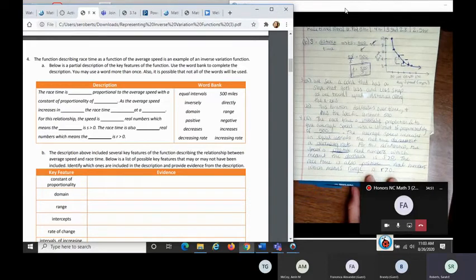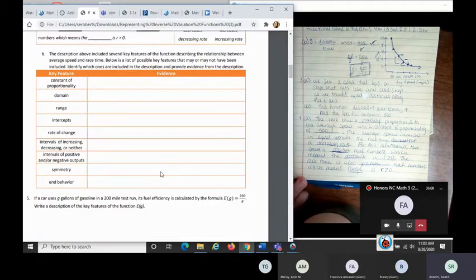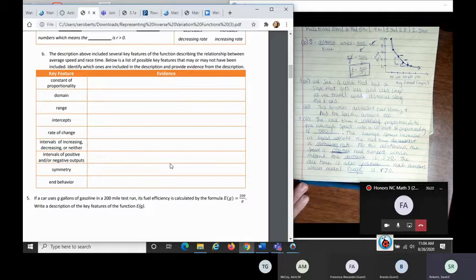And then it says the description above included several key features. So it basically talks about everything in there except for intercepts, intervals of increasing and decreasing, intervals of positive and negative, symmetry, and behavior. So it doesn't talk about the last four or intercepts. The other ones you should have been able to find evidence of it talking about. Also, you can check your answers when you finish.